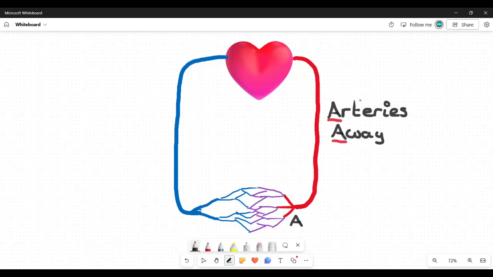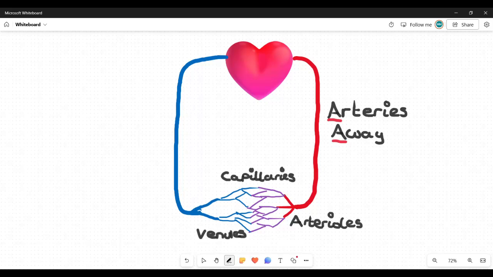These then split into smaller arterioles until they become the smallest blood vessel we have, capillaries. These are some of the primary functional units of the circulatory system, where substances can enter and exit the bloodstream. The capillaries then join together to form venules, and finally veins. Veins then return blood to your heart for the next cycle to begin.